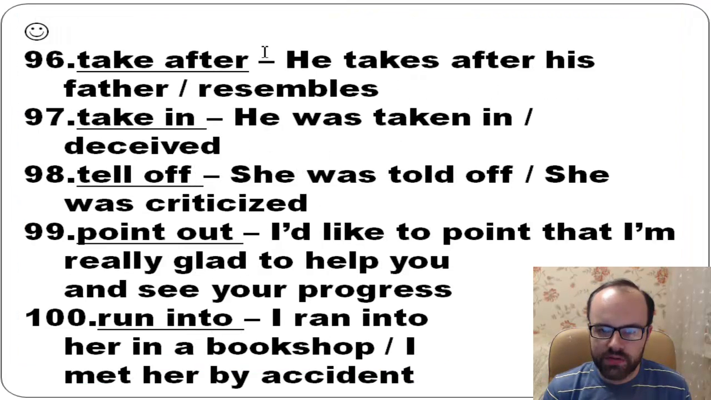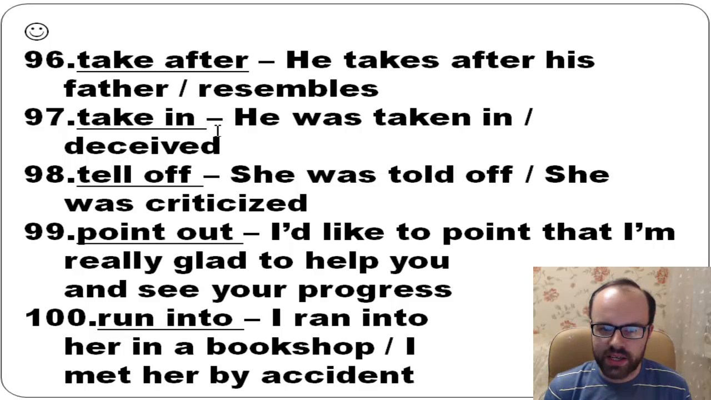Next, take after. He takes after his father. Resembles. Yeah, I think that's clear. That often sons take after their fathers, and fathers take after their sons. They have similar features in their appearance.